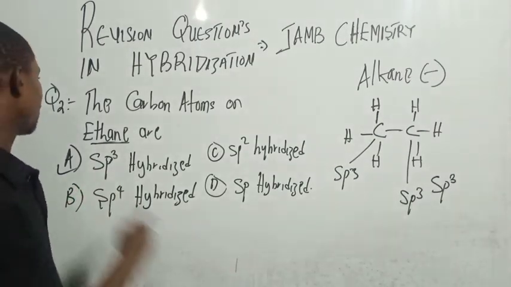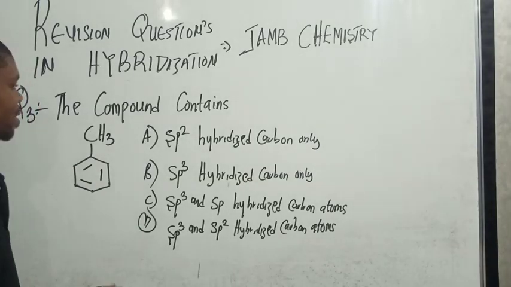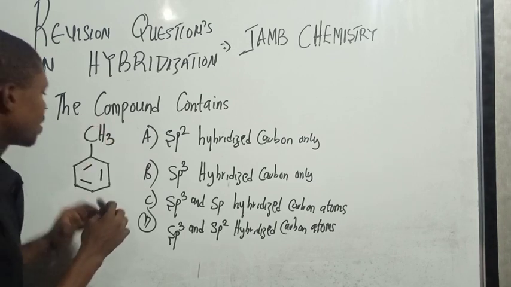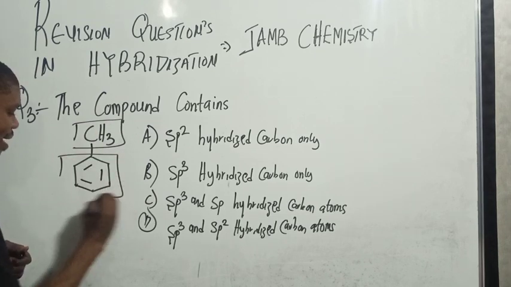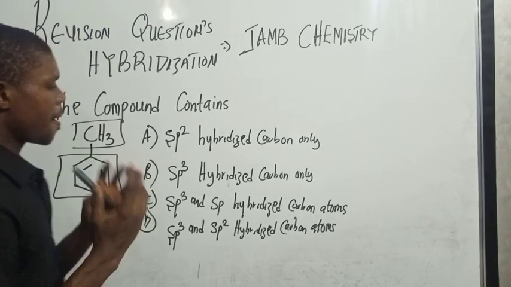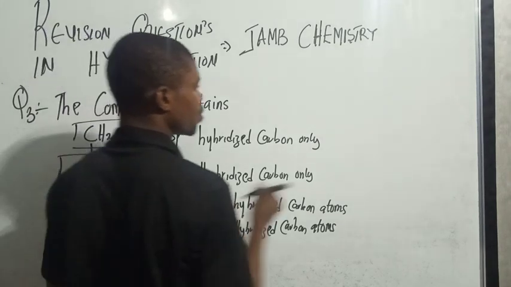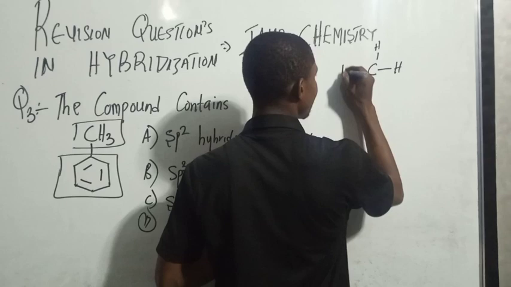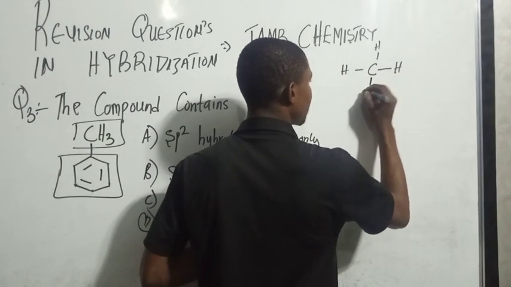So let's look at another question. Question 3. Look at the compound here. So this compound contains a methyl group and a benzene structure. Now remember, this carbon atom here has all single bonds, so you can write it like this: hydrogen, hydrogen, and hydrogen, right? Like that. Then you have this structure here.